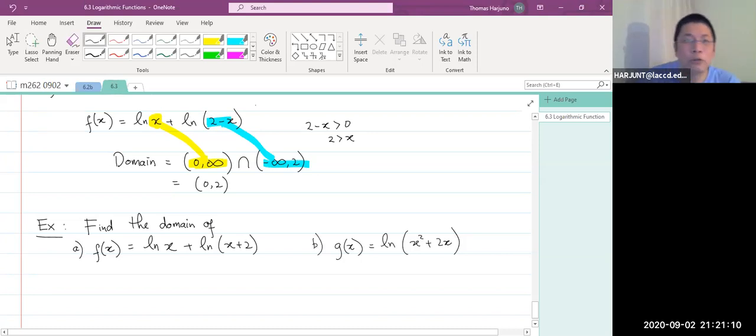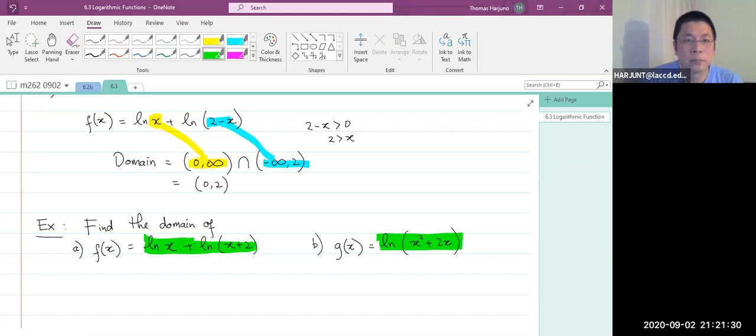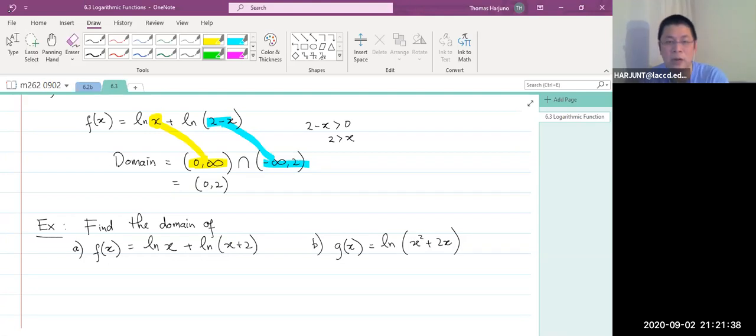Now I want you to realize that we learn in the property of logarithm that this expression here is the same as the expression here. But you will see that the domains are different, because in fact, they are not exactly the same. But why? You will see when you show the work, of course.